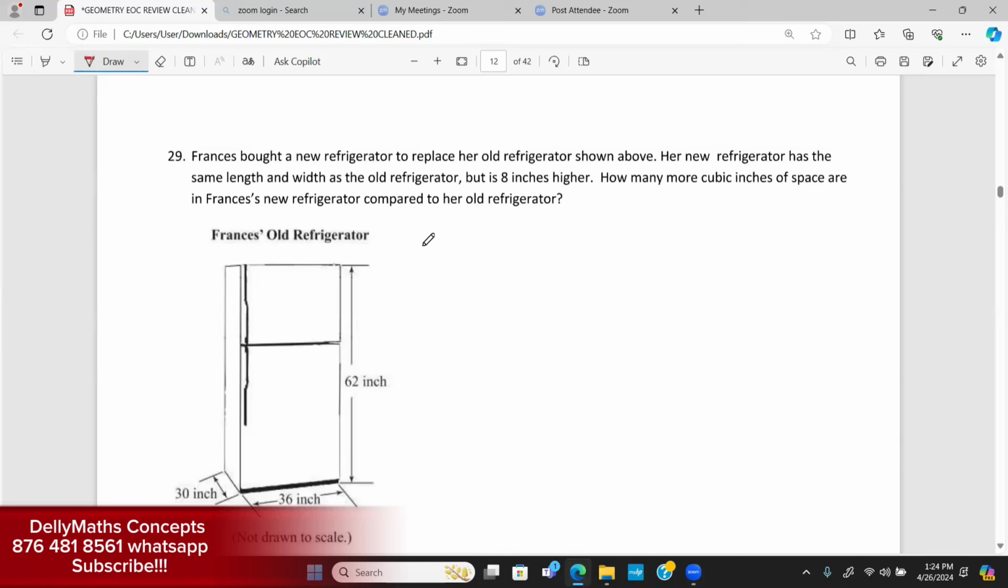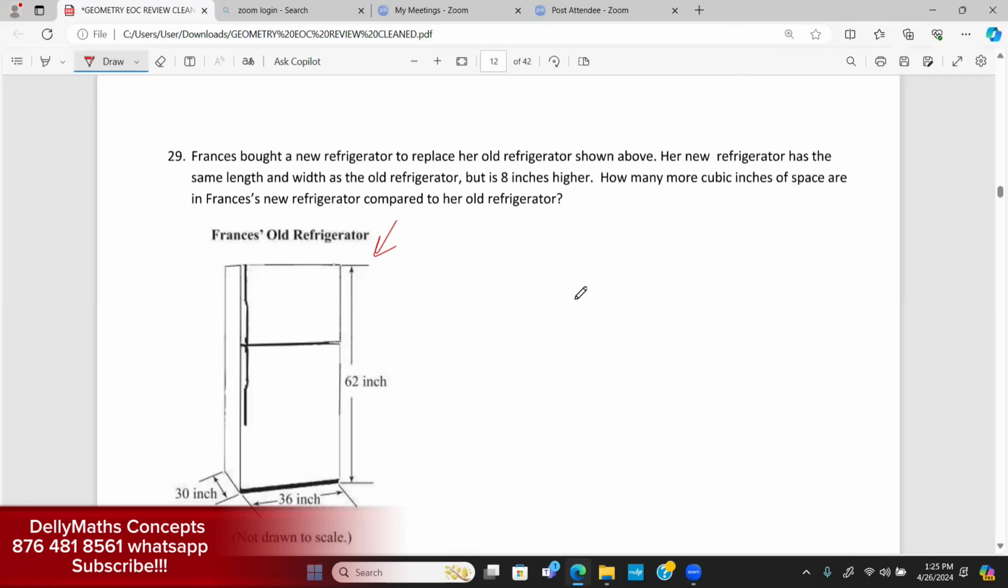All right. Let's go. 29. 29 says, Francis bought a new refrigerator to replace the old one, as shown. The new refrigerator has the same length and width as the old, but is 8 inches higher. So I guess this is the old one, right? How many more cubic inches of space are required in Francis' new refrigerator compared to the old one?